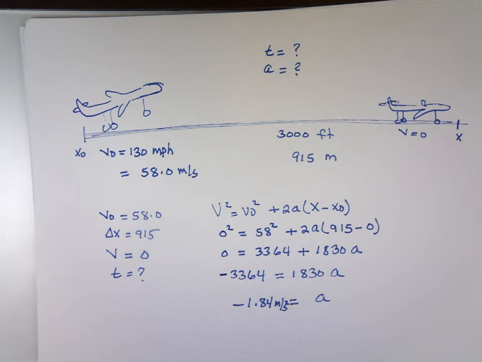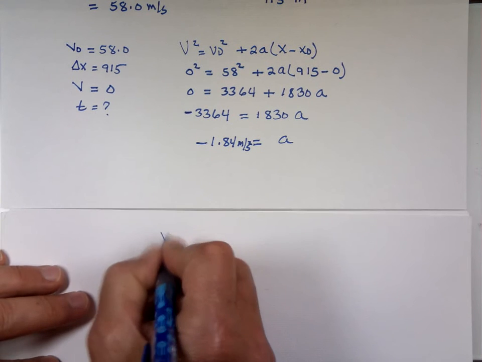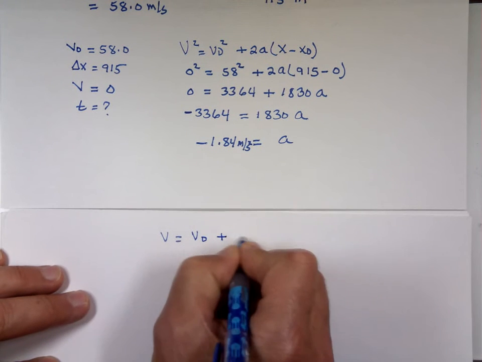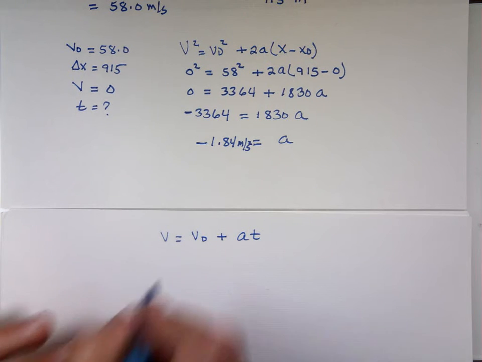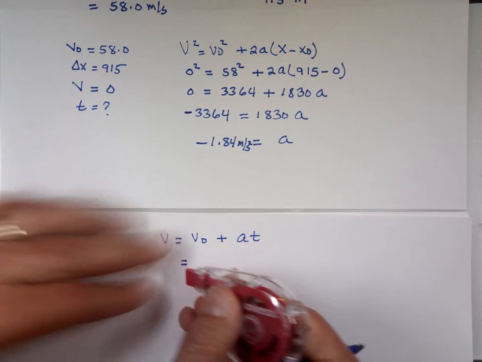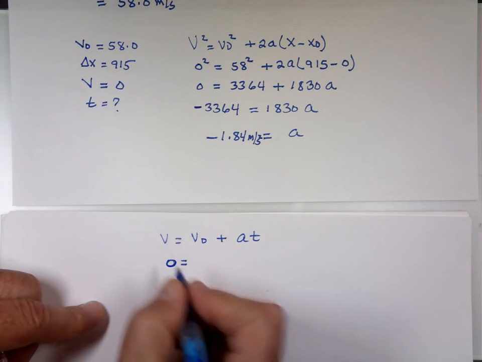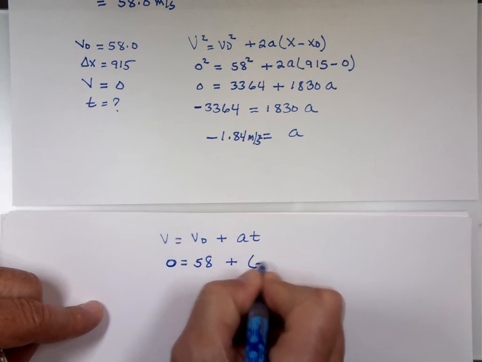Now, if we know the acceleration, can we find the time? Now we can use the first equation. Okay, what's my V0? Actually, I know what V is. 0, right? My final velocity. What's my V0? 58. Plus the acceleration, negative 1.84 times the time.